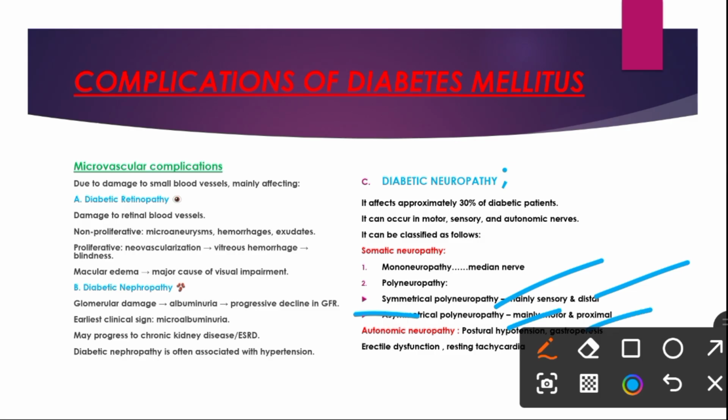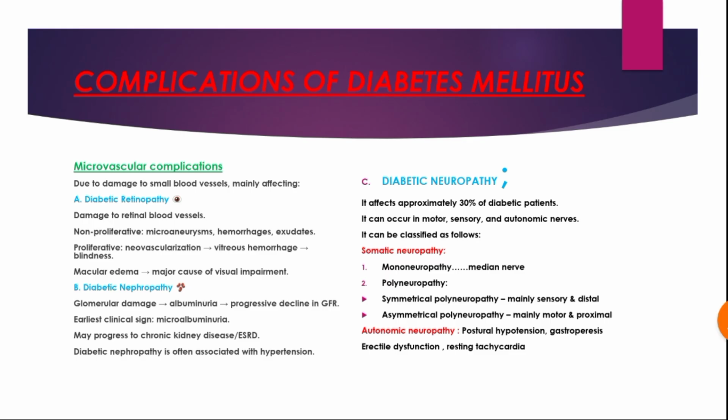And in diabetic patients, there may be damage to autonomic nerves that causes increasing risk of portal hypertension, erectile dysfunction, resting bradycardia, and gastroparesis, meaning that there is decreased gastric emptying.